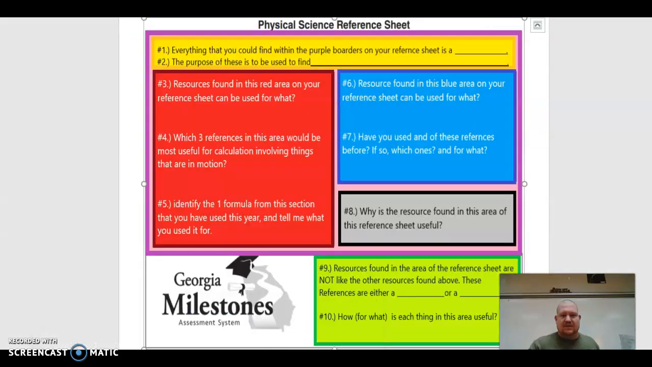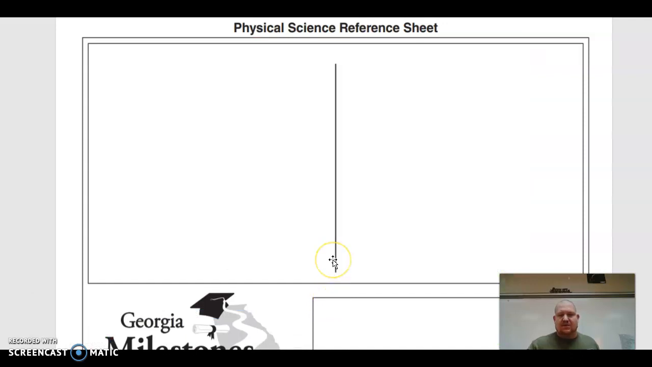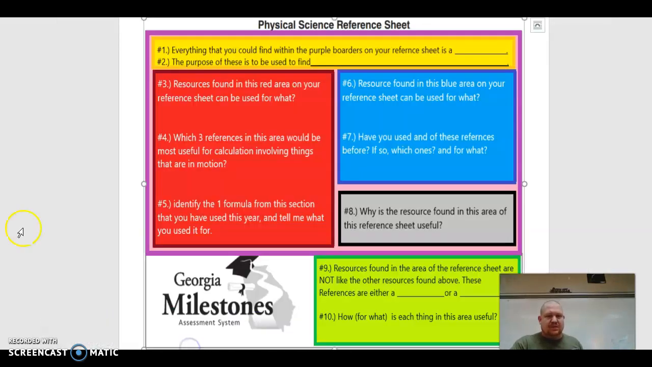On the right-hand side, there's 2 sections. There's some stuff up at the top, and some stuff down at the bottom. The blue section is focusing on the top part of this. What is here? Have you used any of these before? If you've used them, what have you used them for? And then down at the bottom, there's a little section on the right side. What's here? What do you think that could be used for?